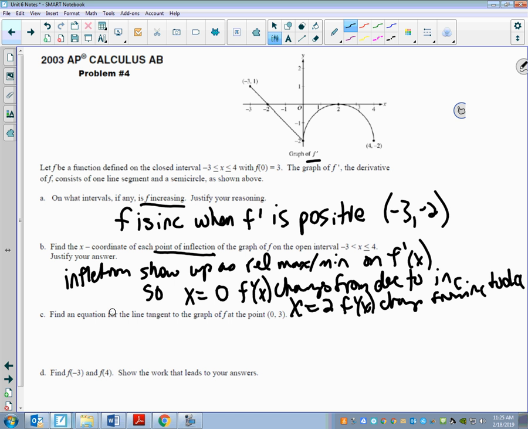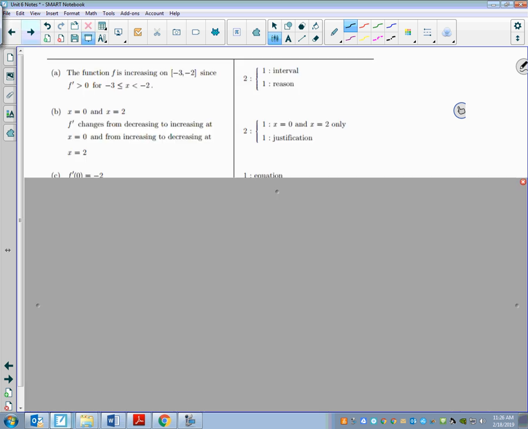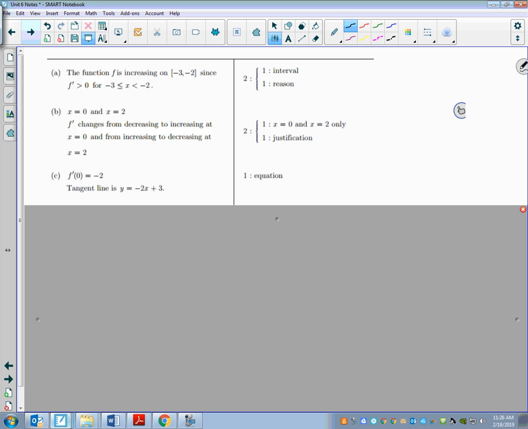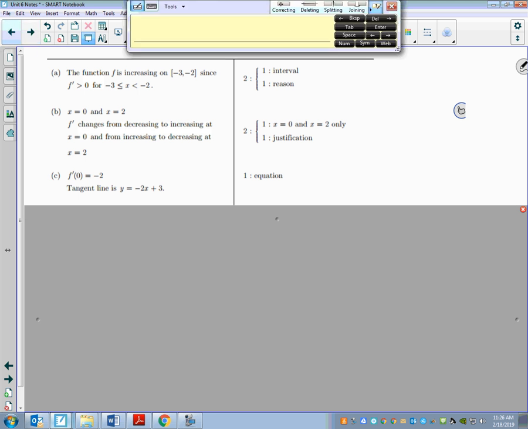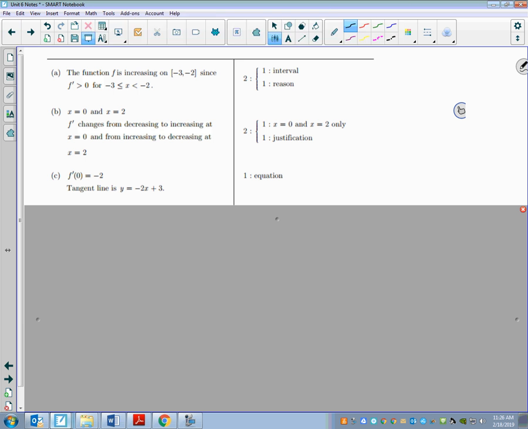Look at part C. It says find the equation for the line tangent at the point 0, 3. So what do we need to find a line of tangency? We have a point already, and we also need to find f prime of 0. And what is f prime of 0? This is the graph of f prime, so that's what I did last time, right? It's -2. So my tangent line is y minus 3 equals -2 times x minus 0. And you don't even have to simplify that, right? Look at this. They simplified it, but I promise you don't have to. And that was just 1 point, all or nothing. So if you messed up your slope, you don't get any point on that.